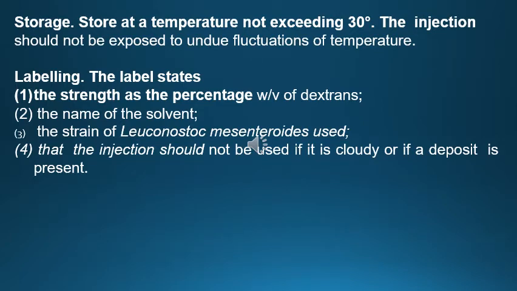The storage condition includes that it should be stored at a temperature not exceeding 30 degrees Celsius and should not be exposed to fluctuation in temperature. The labeling directions are also mentioned, that is it should mention the strength as the percent weight by volume of dextran, the name of the solvent, whether it is dextrose or sodium chloride, the strain of the microorganism used, and one instruction that if the preparation is found to be cloudy or if it shows the presence of deposit, it should be discarded.